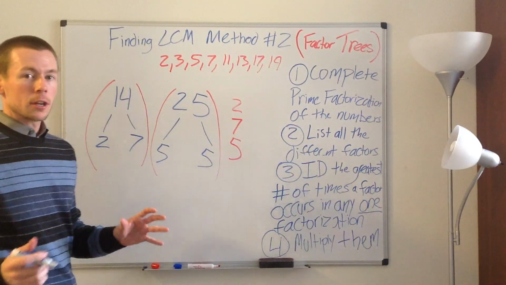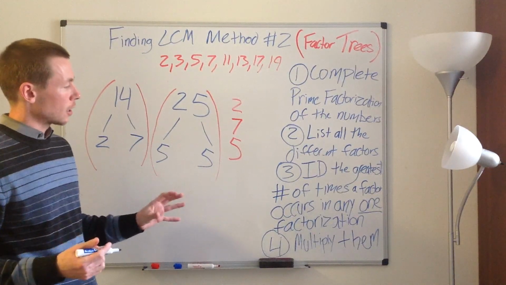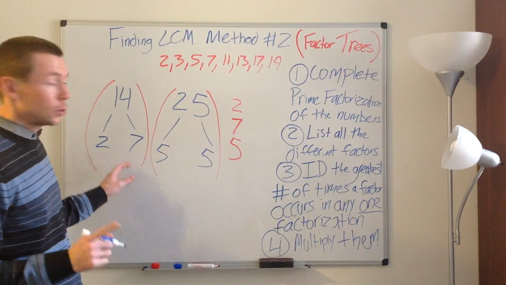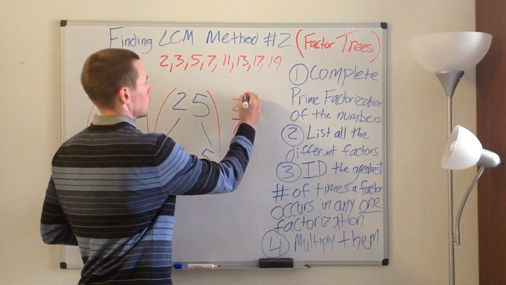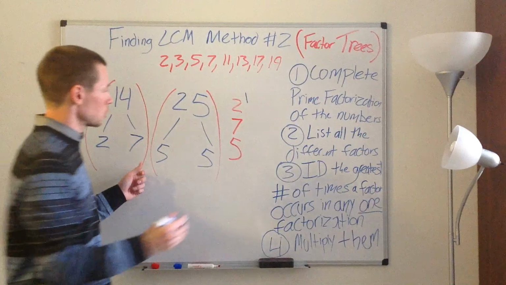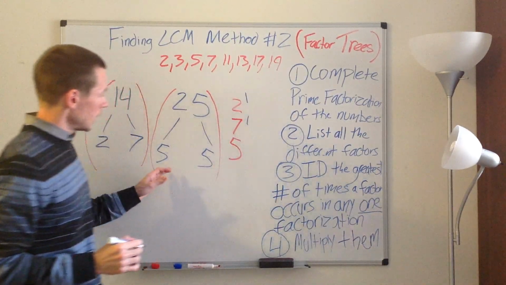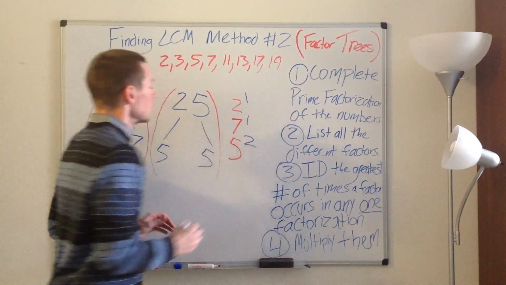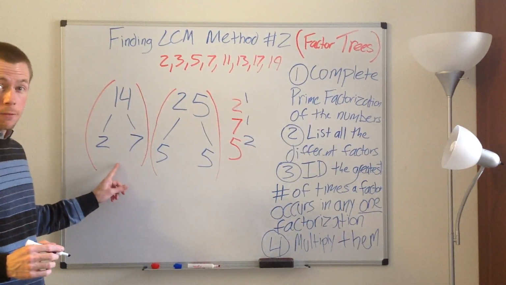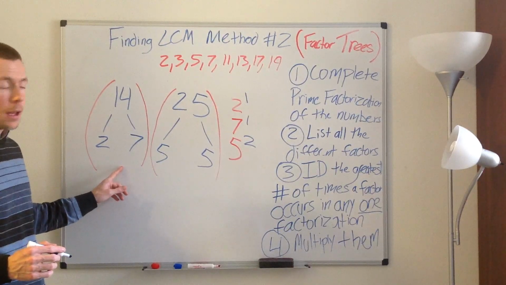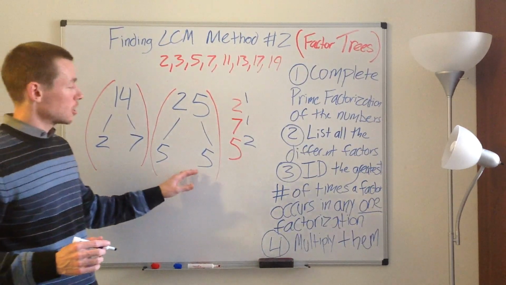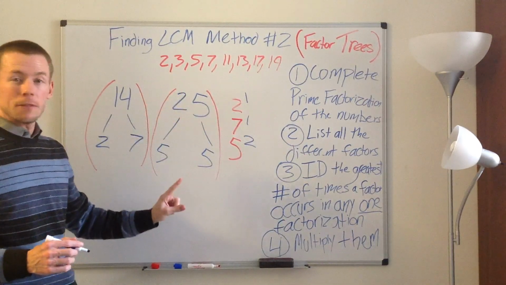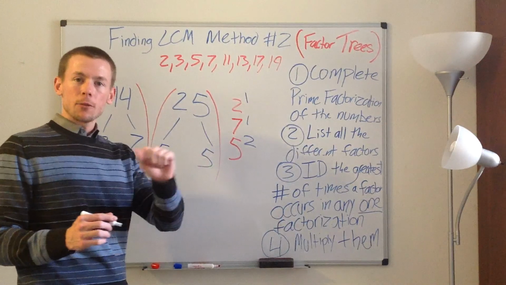So the greatest occurrence now, step 3, the greatest occurrence of a factor in any one factorization. The greatest occurrence of 2 is just once. The greatest occurrence of 7 is just once. And the greatest occurrence of 5 is twice. So even if there had been one 5 over here in this number, the greatest occurrence of 5 would still have been 2 because we're looking only at any one factorization. Okay? And now step 4, multiply them.